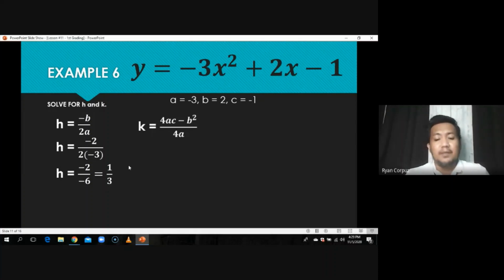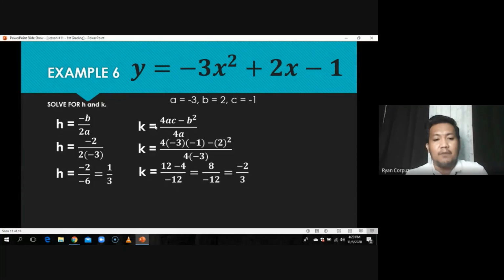While for k, substituting it, we have 4 times negative 3 as a, times negative 1 as c, minus 2 squared, all over 4 times negative 3. Simplifying it, 4 times negative 3 is negative 12, times negative 1 is 12. Minus 2 squared is 4, all over negative 12. Equal to 12 minus 4 is 8, all over negative 12. Simplifying it, both 8 and 12 are divisible by 4. So when you simplify it, you have to put already the negative sign on the numerator part because in the same way that even if we divide the 2, we come up with a negative answer. So the simplified form of it is negative 2/3.